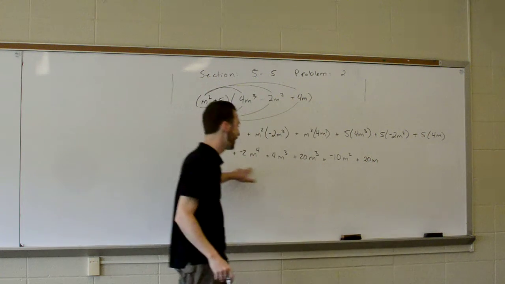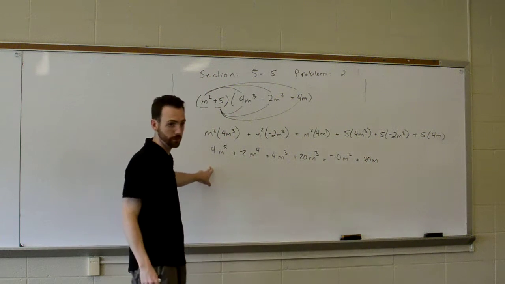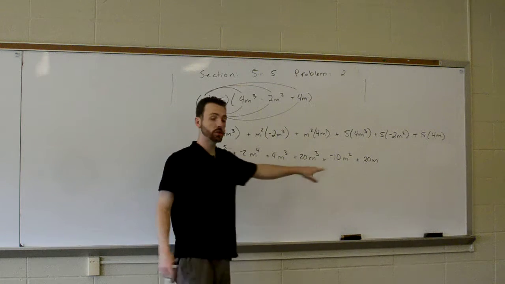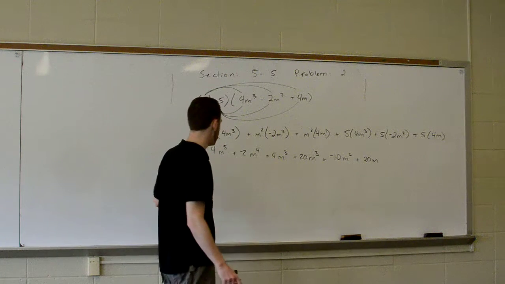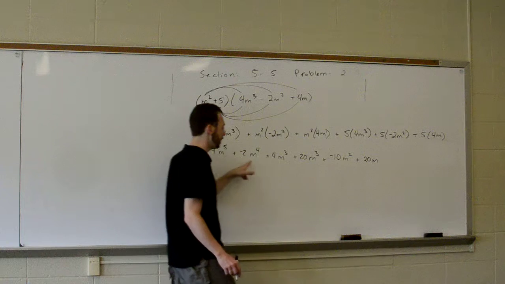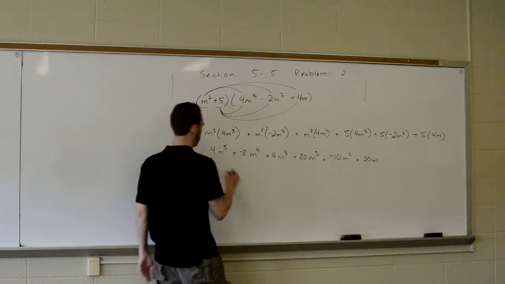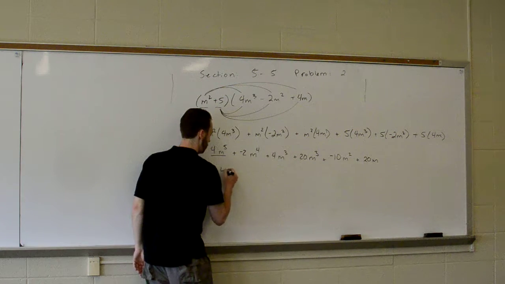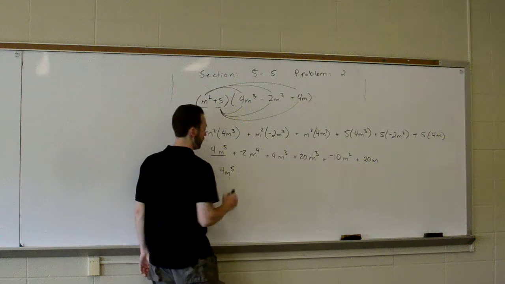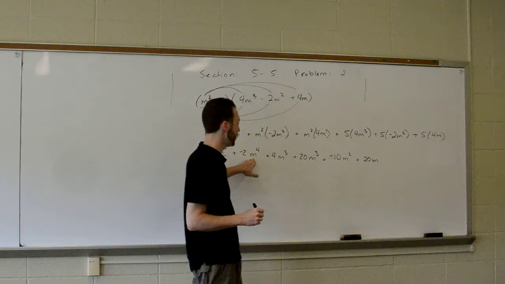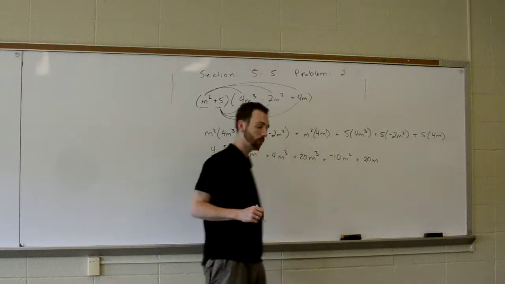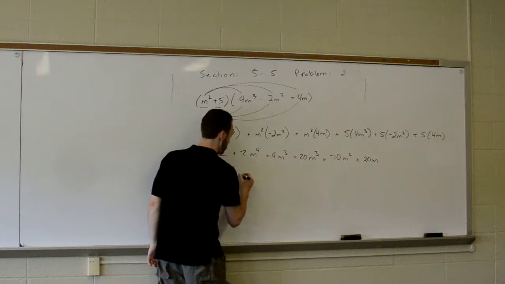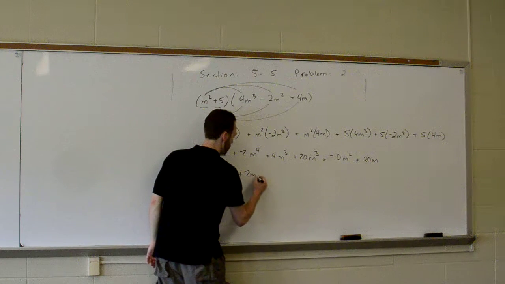So we still have 6 terms. They're now just simplified. Now what we need to do is go through and combine like terms. So we have an m to the fifth here. We have no other m to the fifth. So this term just comes down, 4m to the fifth. We have an m to the fourth here. No other m to the fourth. So this m to the fourth just comes down.